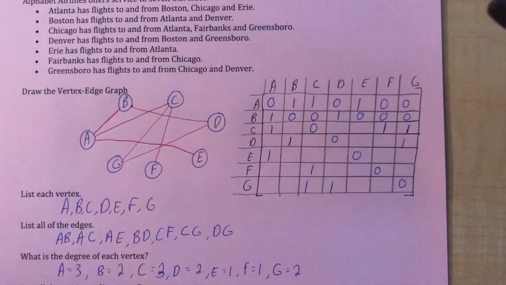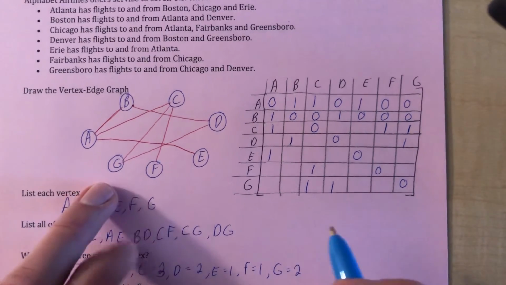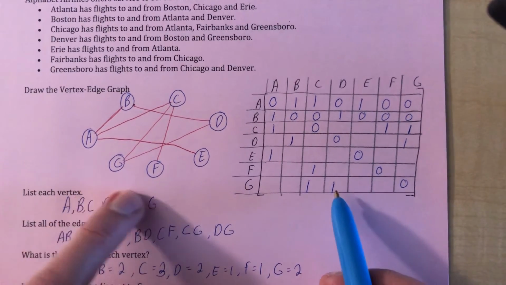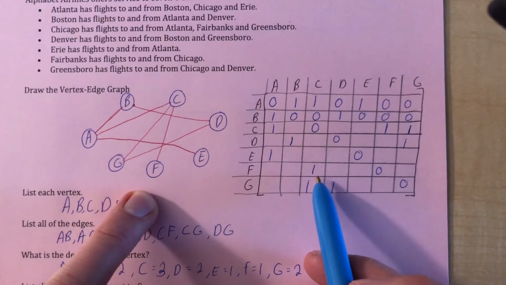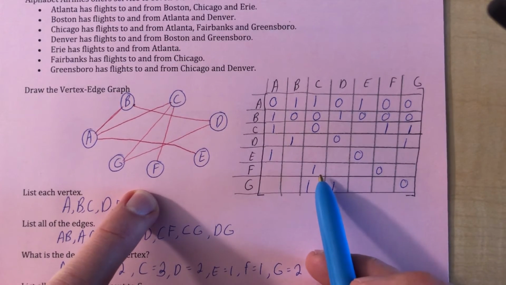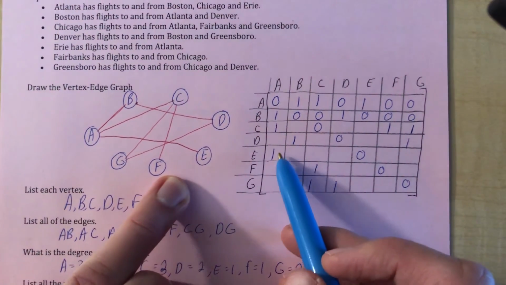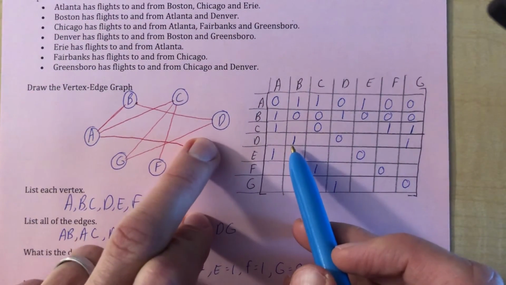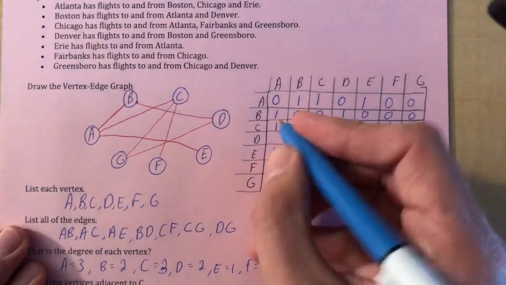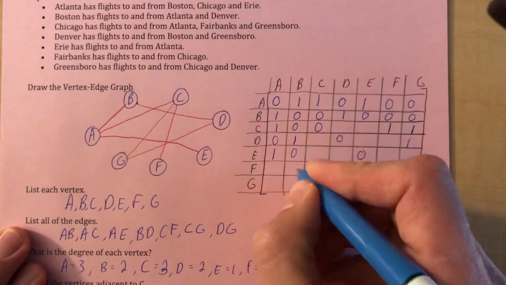So I'm gonna double check and make sure I'm right. And give me a second while I do that. E only goes to A, D goes to B and G. Yep, we're good. So we're going to put some zeros.